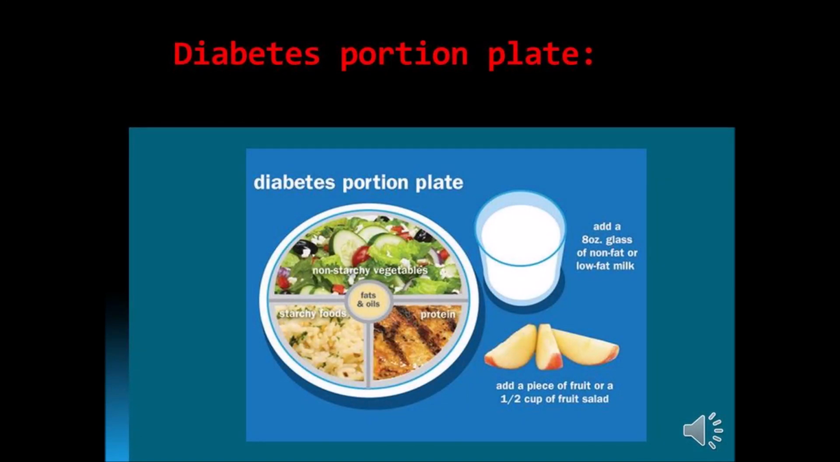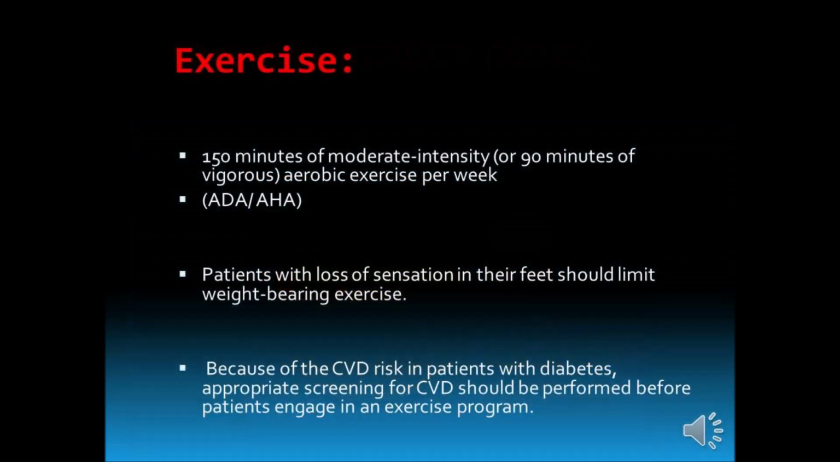Here is an example of the diabetes portion plate that I mentioned earlier. Well, half of the plate should contain non-starchy vegetables, one fourth with starchy food, another fourth with lean proteins, a portion of fats and oils, an 8-ounce glass of non-fat or low-fat milk or yogurt, and a few pieces of fruit or a half cup of fruit salad. Now let's talk about exercise.